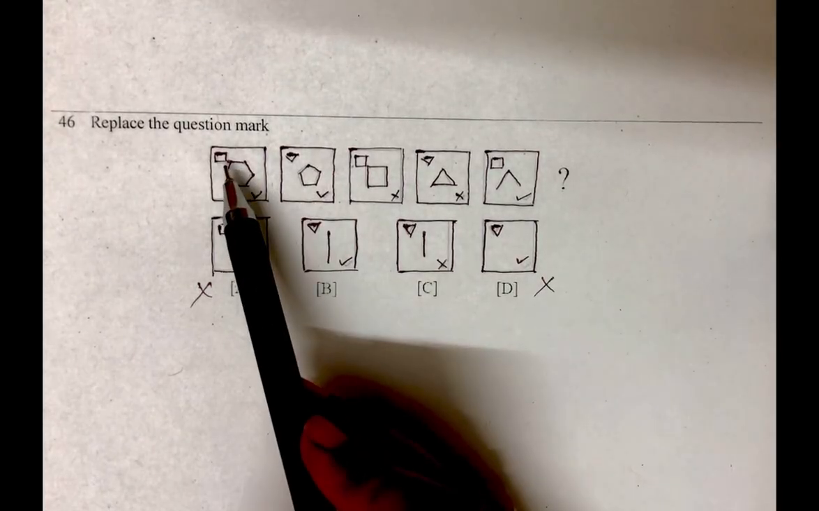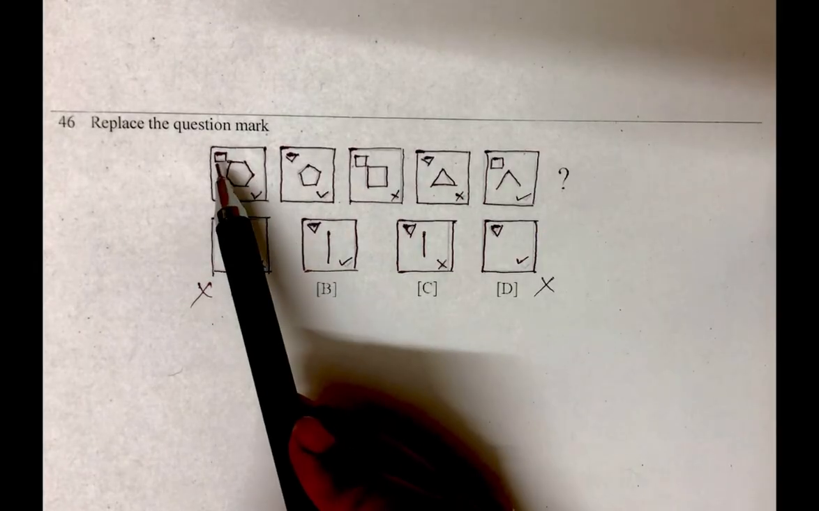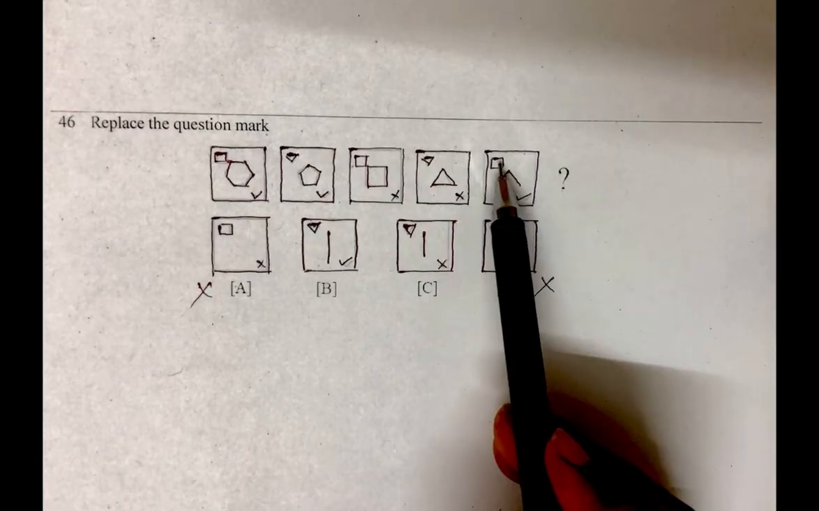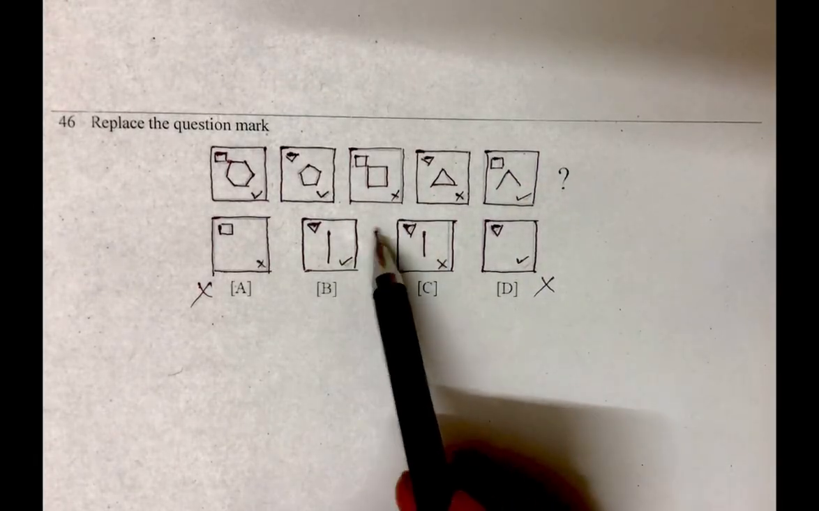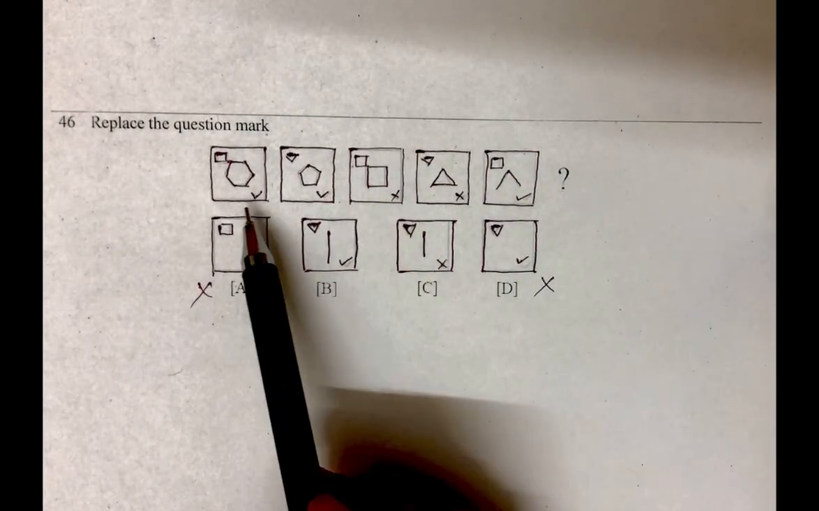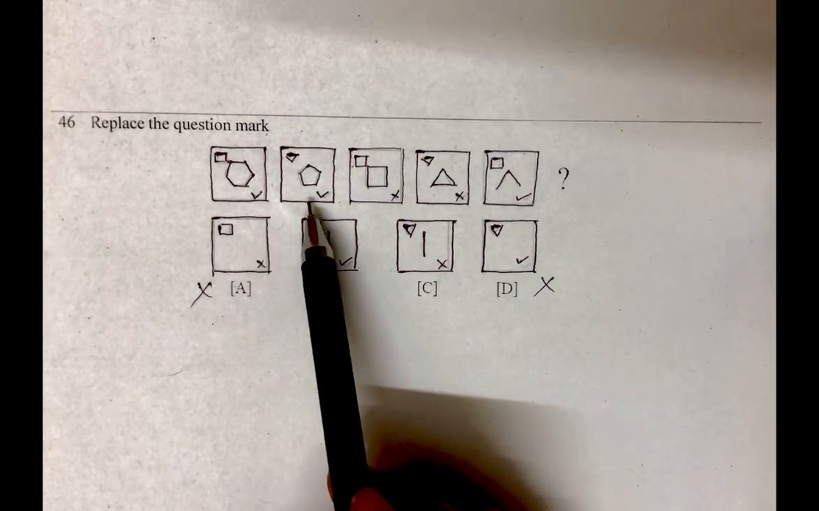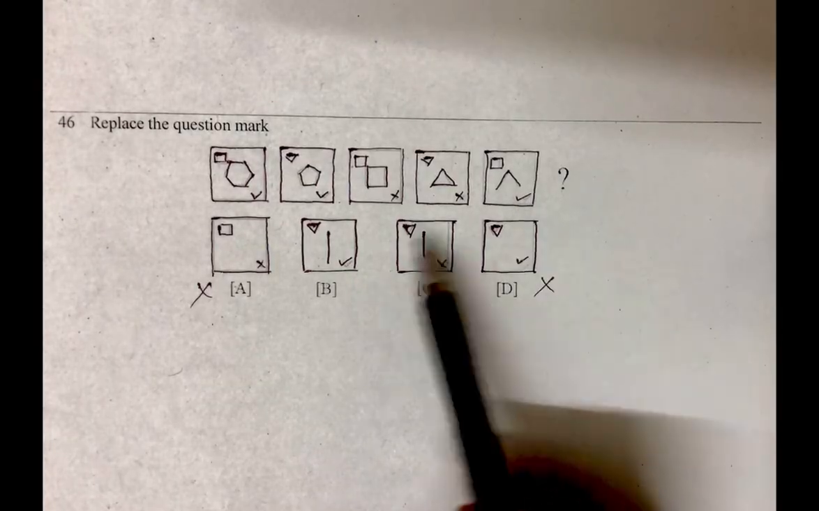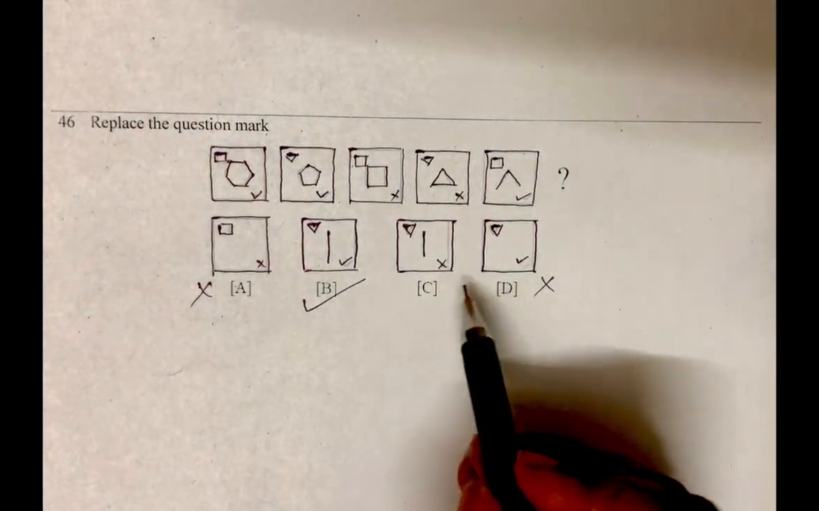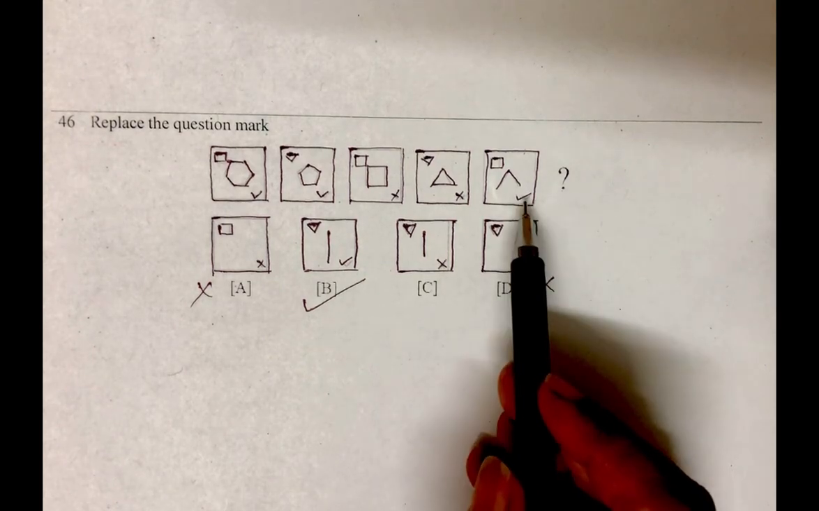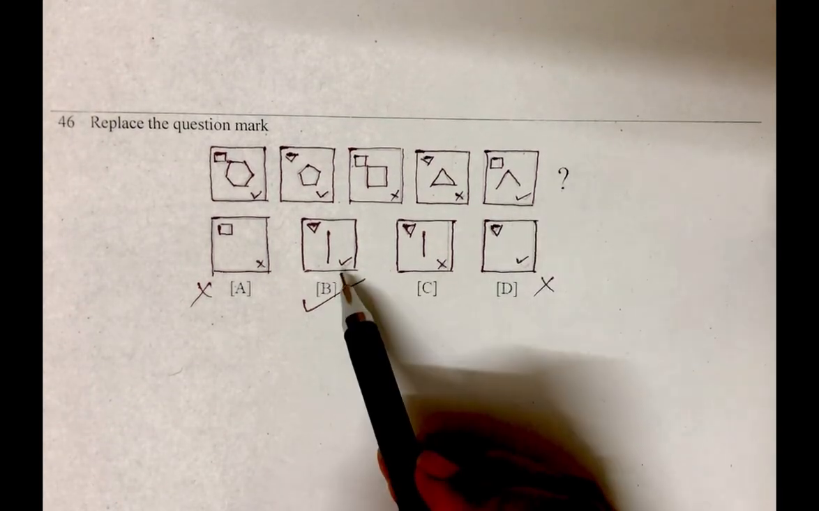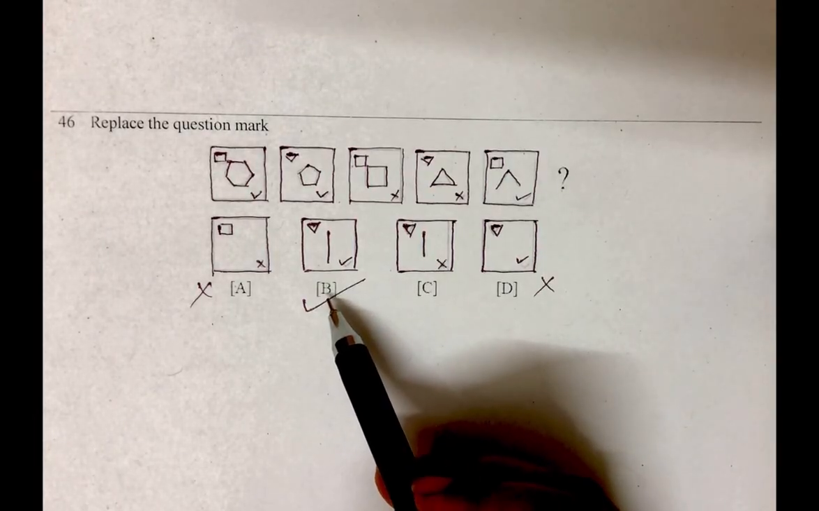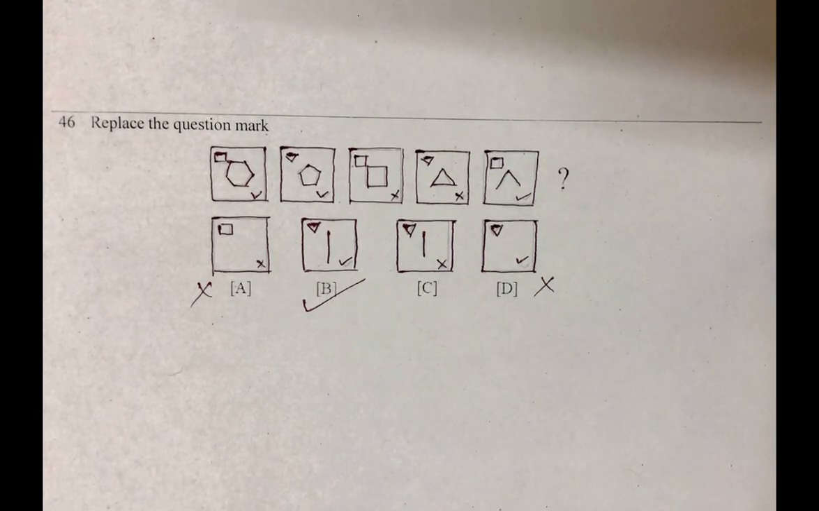Now look at this figure. Here we have this quadrilateral, then triangle, then quadrilateral, then triangle, then quadrilateral, then triangle. There is a triangle in both the options. Now look at this sign. There are 2 right, then 2 cross, then there must be 2 right. So our answer must be option B, because in option C there is a cross. We should have right over here. So our answer is option B. So this solves question number 46.